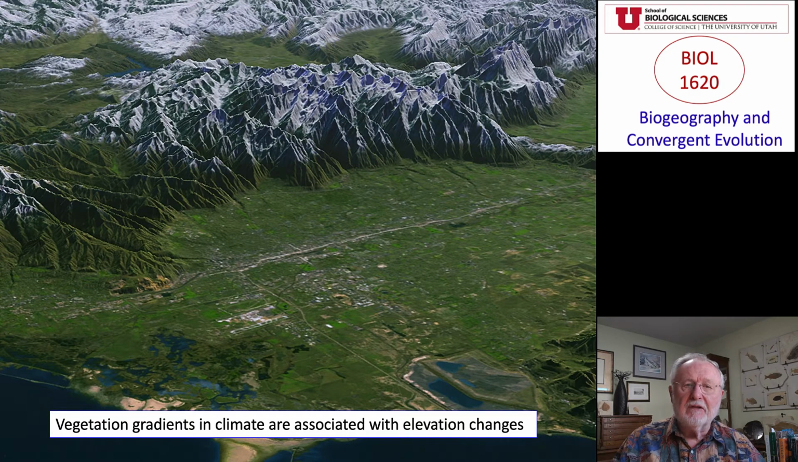So let's look at vegetation gradients here in the Wasatch Front. Here's an aerial depiction of the Great Salt Lake Valley, and then the Wasatch behind it. This would be Heber, Park City, then moving on to the Uintas. This is Utah Valley to the south, in the transverse range right here.